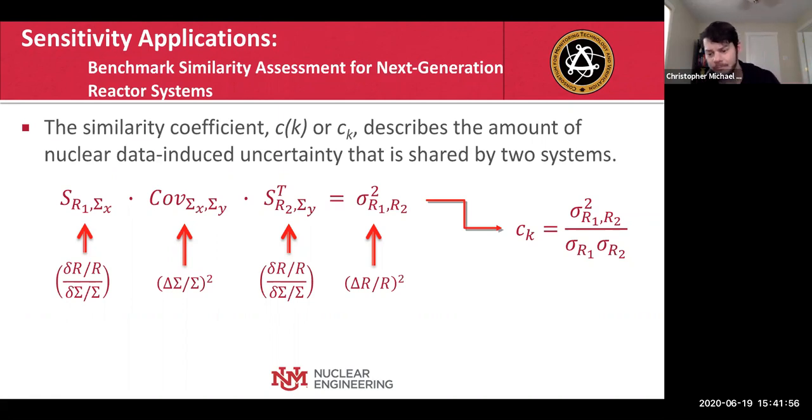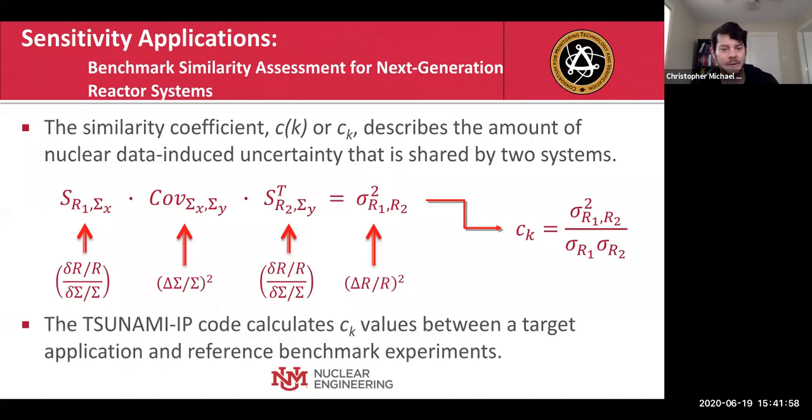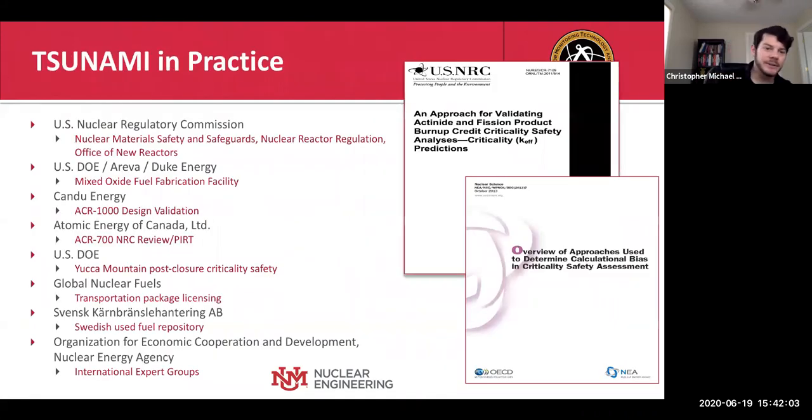They have used this in many places before. This has been in use since before I got to Oak Ridge. It's a great way of licensing spent fuel shipping casks, any kind of system that might go critical that you want to ensure doesn't go critical. So it's been used by the NRC, DOE. They've used it for CANDU reactors. They've used it in the Swedish used fuel repository.